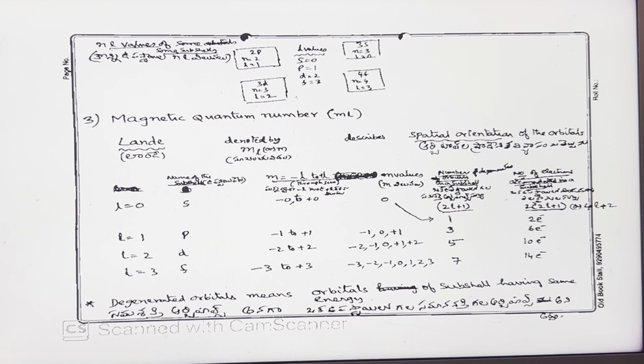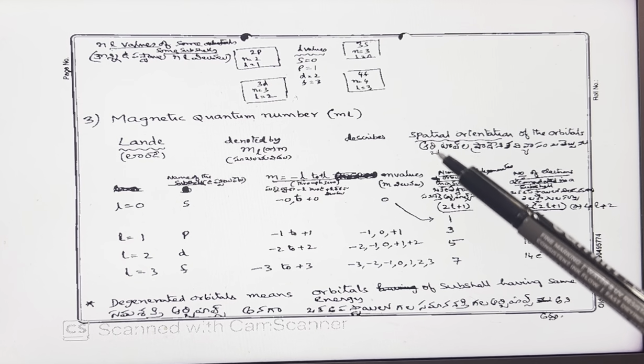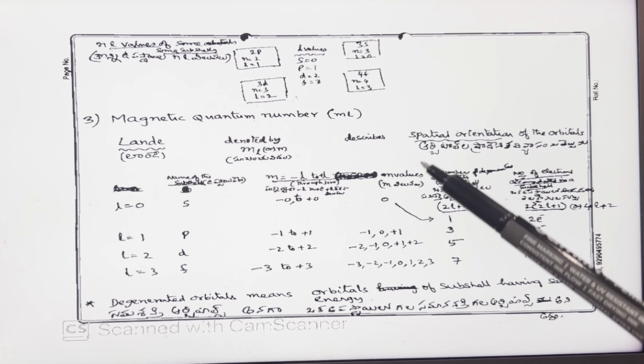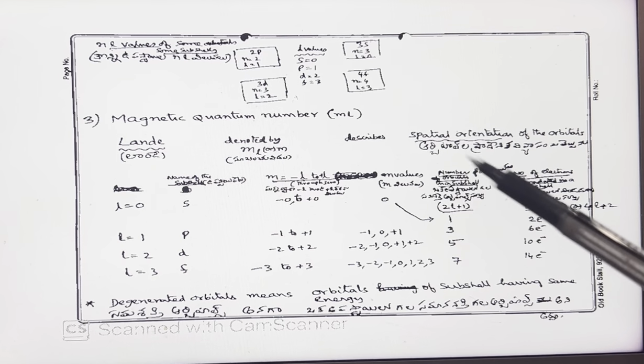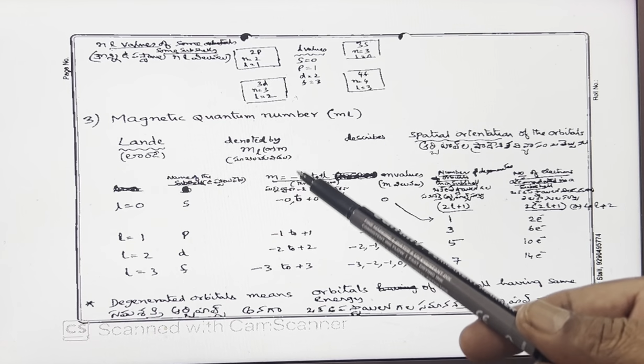Similarly, when an atom is kept in a strong electric field, the splitting of spectral lines also happens. That observation is known as the Stark effect. So, in order to explain why the splitting of lines happens, Lande proposed this quantum number. This quantum number is denoted by m.